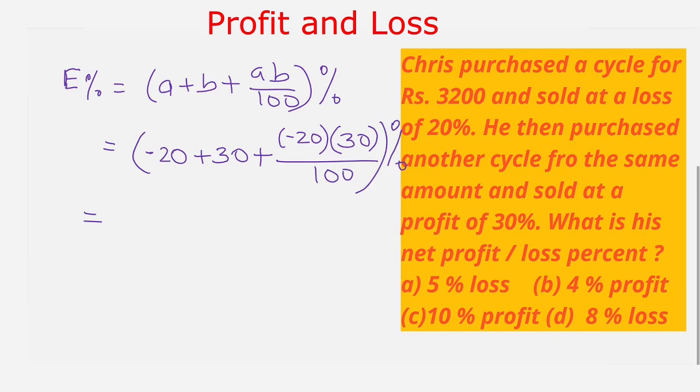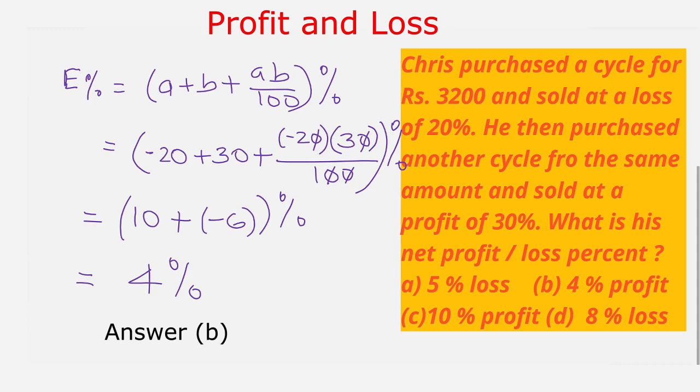Minus 20 plus 30 is 10, plus we cancel the zeros of the denominator with the zeros of the numerator of 20, 30 and 100. So this gives 10 plus minus 6, as minus 2 multiplied by 3 is minus 6. This is 10 minus 6 equal to 4%. Thus the equivalent percent is 4% as it is positive. So there is a profit of 4% in the entire deal of selling the cycles.